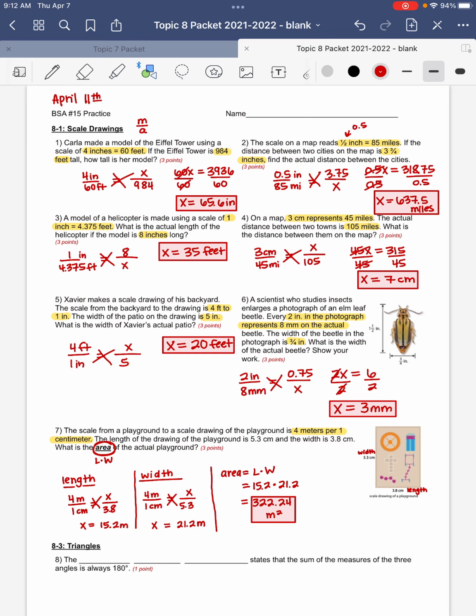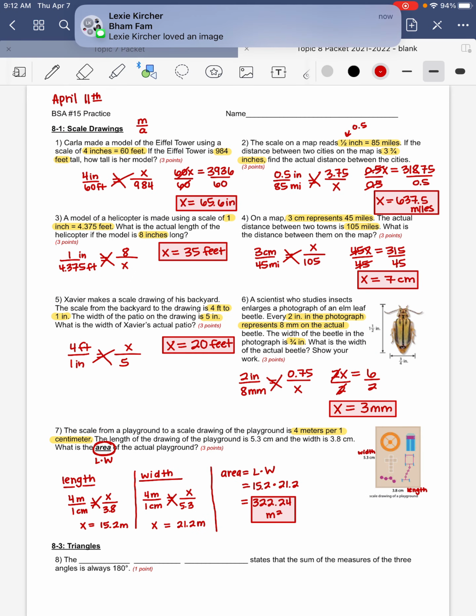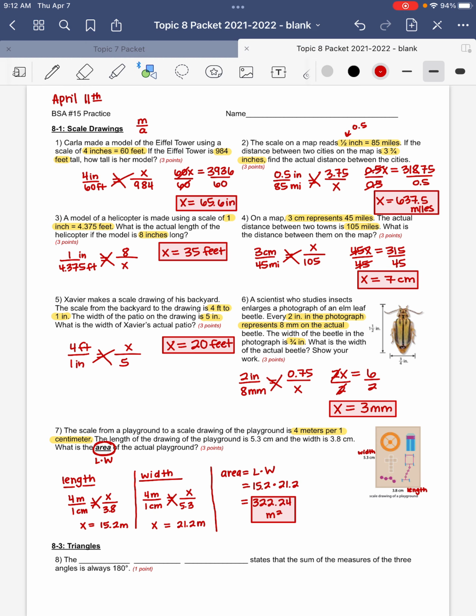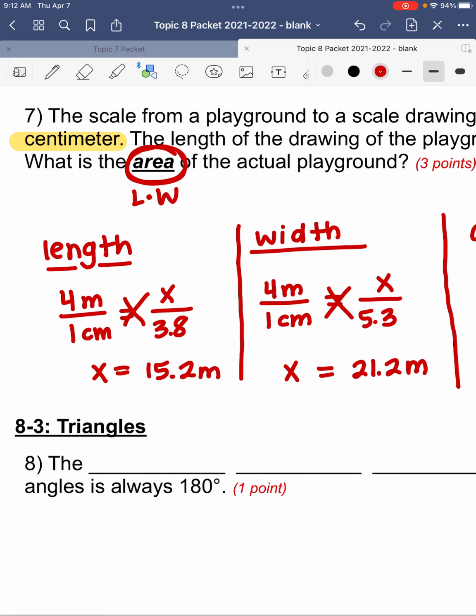Okay, so that's it for scale drawings. Let's move on to our 7 questions about triangles. Okay, so the blank, blank, blank, 3 blanks, states that the sum of the measures of the 3 angles in a triangle is always 180 degrees. Well, that is the angle sum theorem.